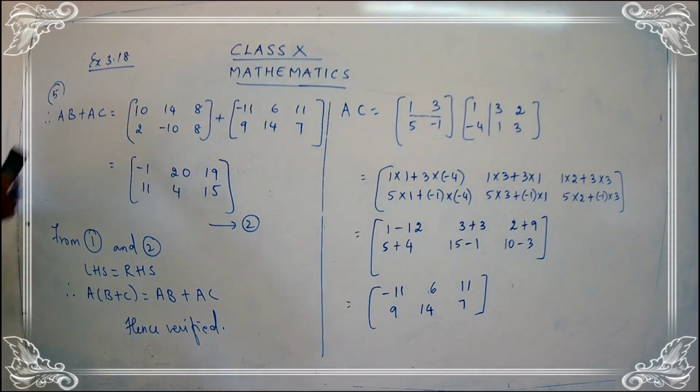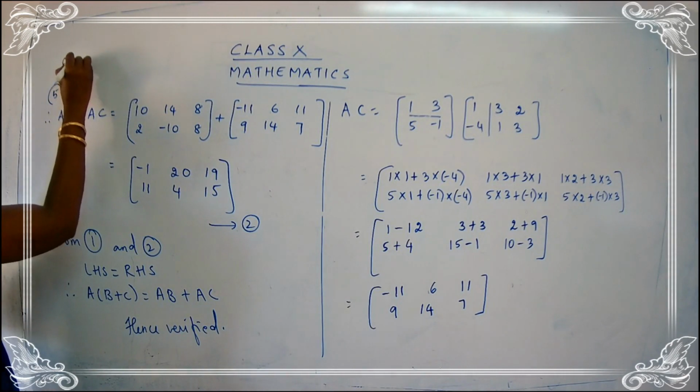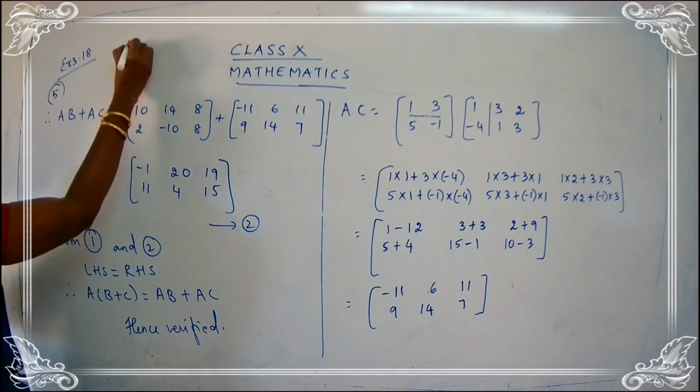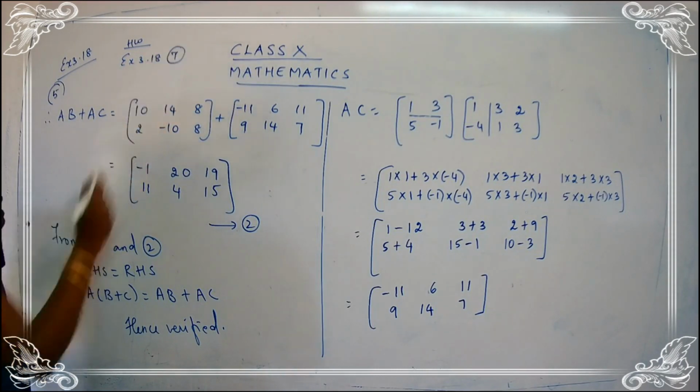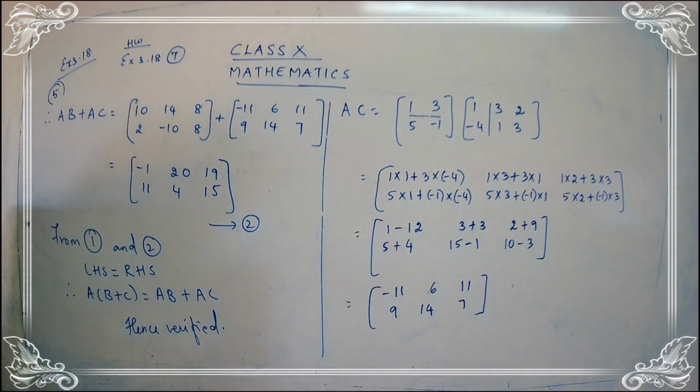I'll just give the homework over here. Exercise 3.18. So homework is from exercise 3.18, sum number 7. Under sum number 7, you have 3 different parts to prove. So you have 3 different properties to prove. You are going to do all the 3 properties.